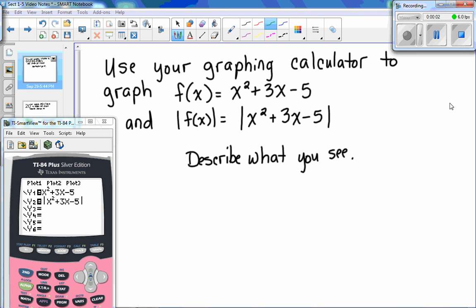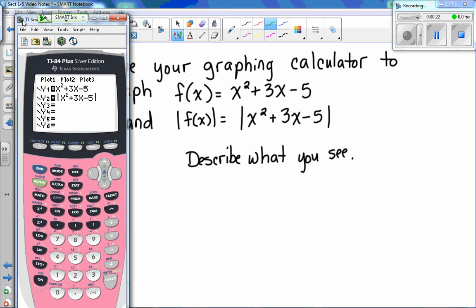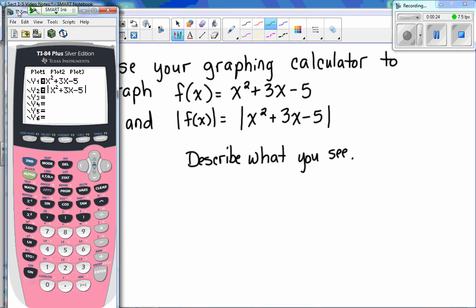Now I would like you to explore a little bit with your graphing calculator. I'm going to ask you to graph on your calculator f of x equals x squared plus 3x minus 5. Immediately you should be able to picture what that's going to look like in your head. You should know what shape that is. And the absolute value of f of x, which would be the absolute value of x squared plus 3x minus 5. In just a minute you're going to pause the video, but you're going to type in these two functions.